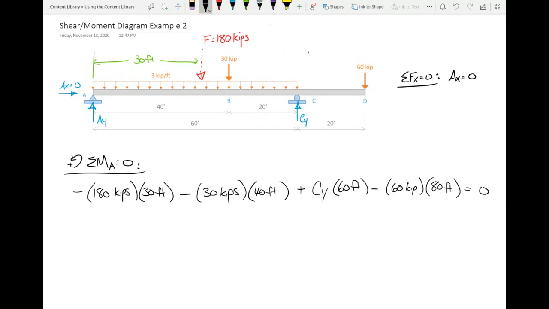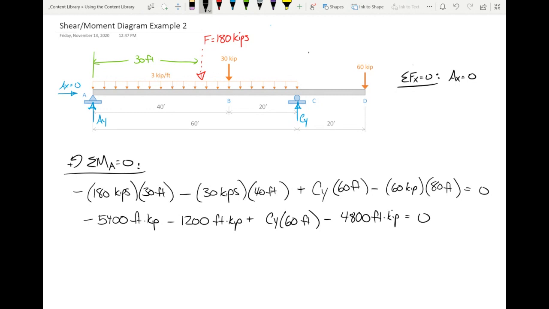Okay. So now this just becomes an algebra problem, okay? So 180 times 30 is, this is minus 5,400, minus 30 times 40 is 1,200, plus CY times 60, minus, and then we have 60 times 80, equals 0. Okay, so let's see if we can simplify this a little bit.